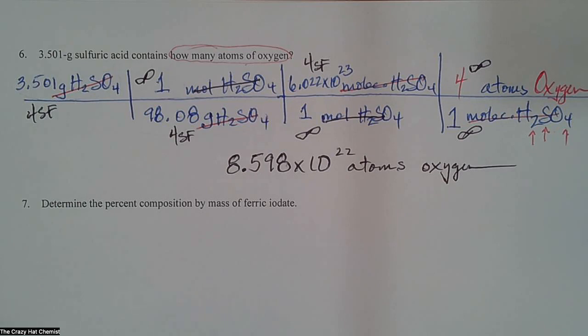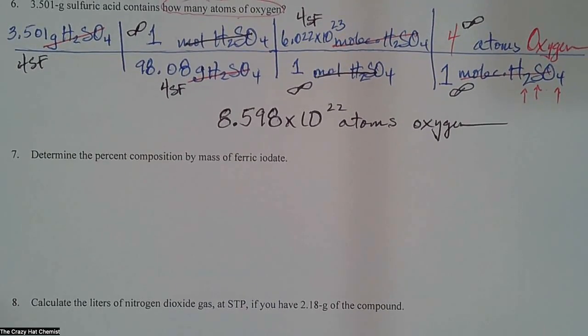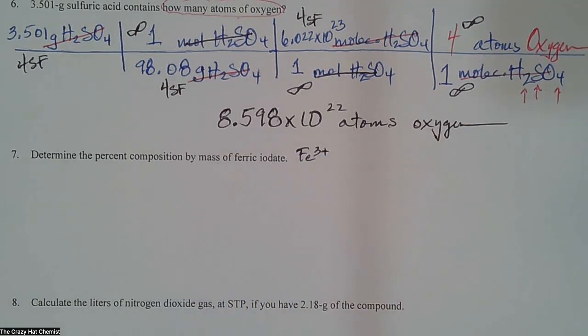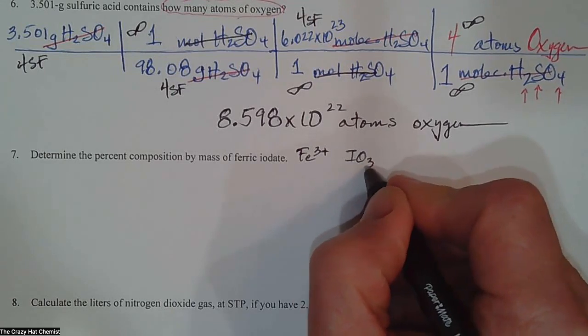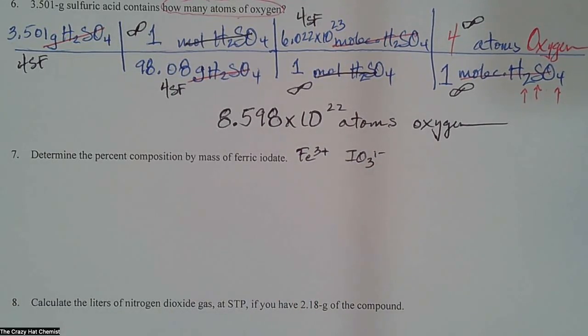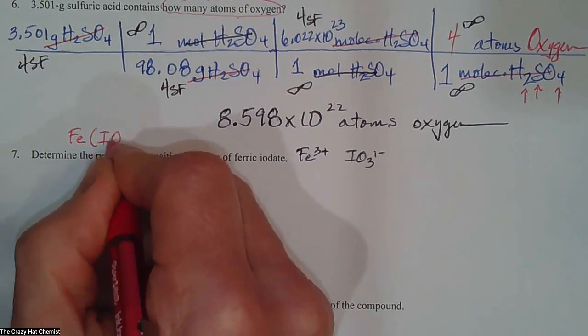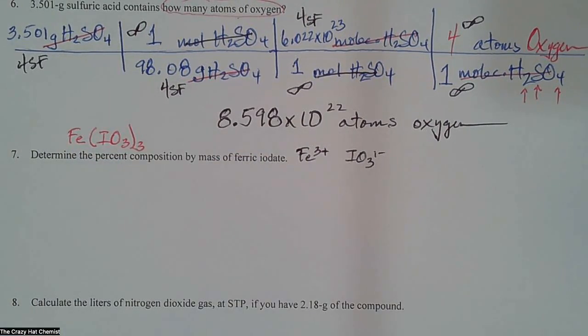All right, so now what are we going to do? We're going to do the next problem. And the next problem is a percent composition by mass of ferric iodate. So the first thing that we need to do is we need to get the formula for ferric iodate. And so I'll move this up just a little bit. Hopefully I have enough space to do this one. Ferric is Fe3 plus. Iodate is IO3 with a 1 minus. So the correct formula for ferric iodate is Fe(IO3)3, with a 3 outside the parentheses like that.